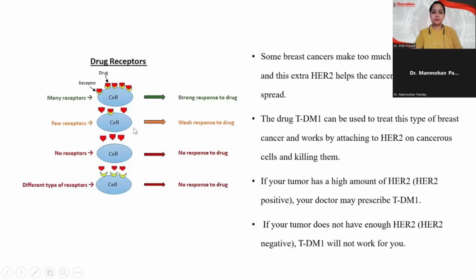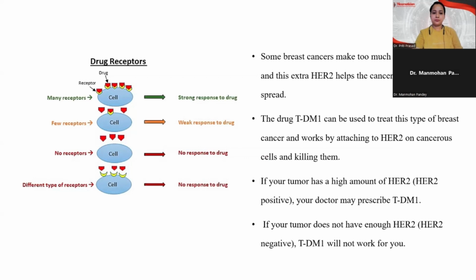Next slide. Now we have the drug receptor. If any variation is for drug distribution, we have drug receptors. So this is a very classical example in which some breast cancers make HER2 receptor. If any variation occurs in any individual, and this HER2 receptor is not there, or very little HER2 receptor is there, we cannot use an anti-cancerous drug, that is TDM1, for killing the cancerous cell.